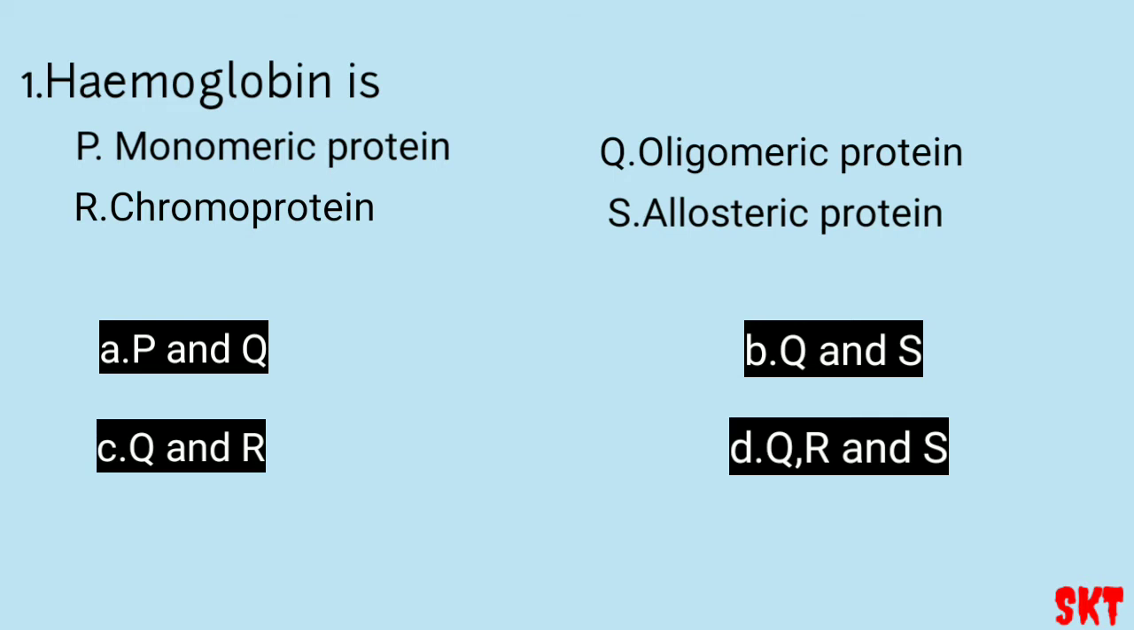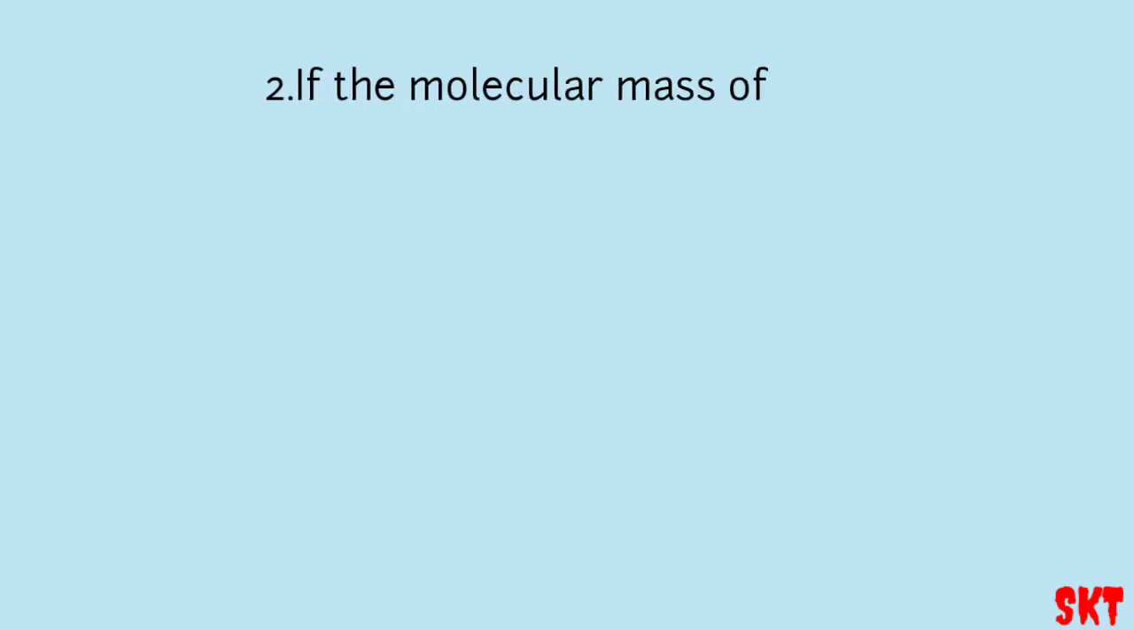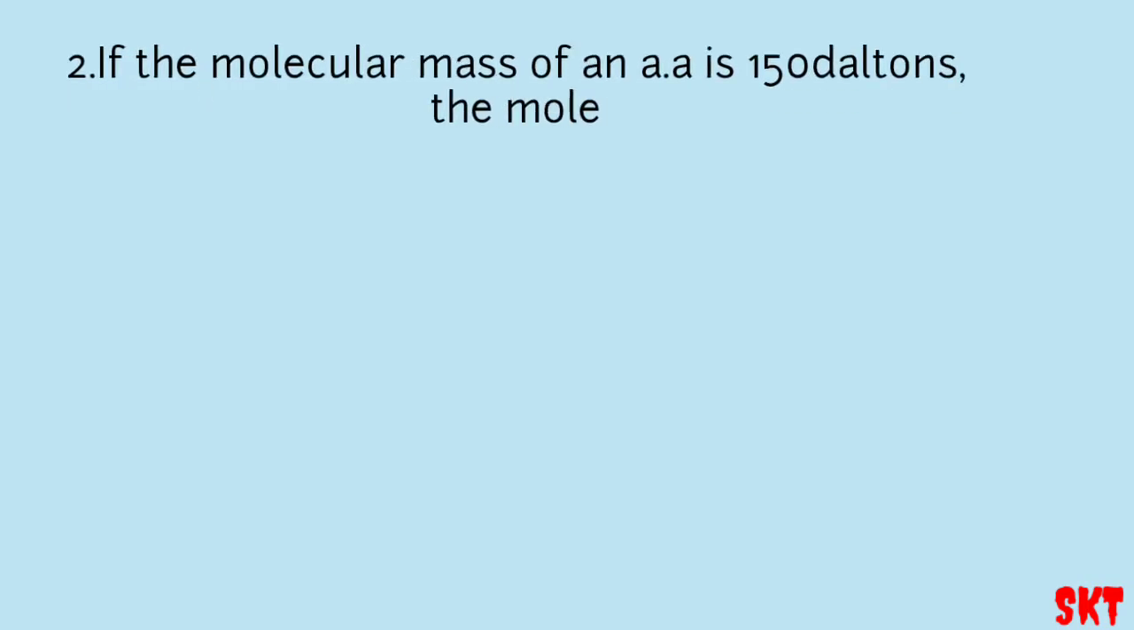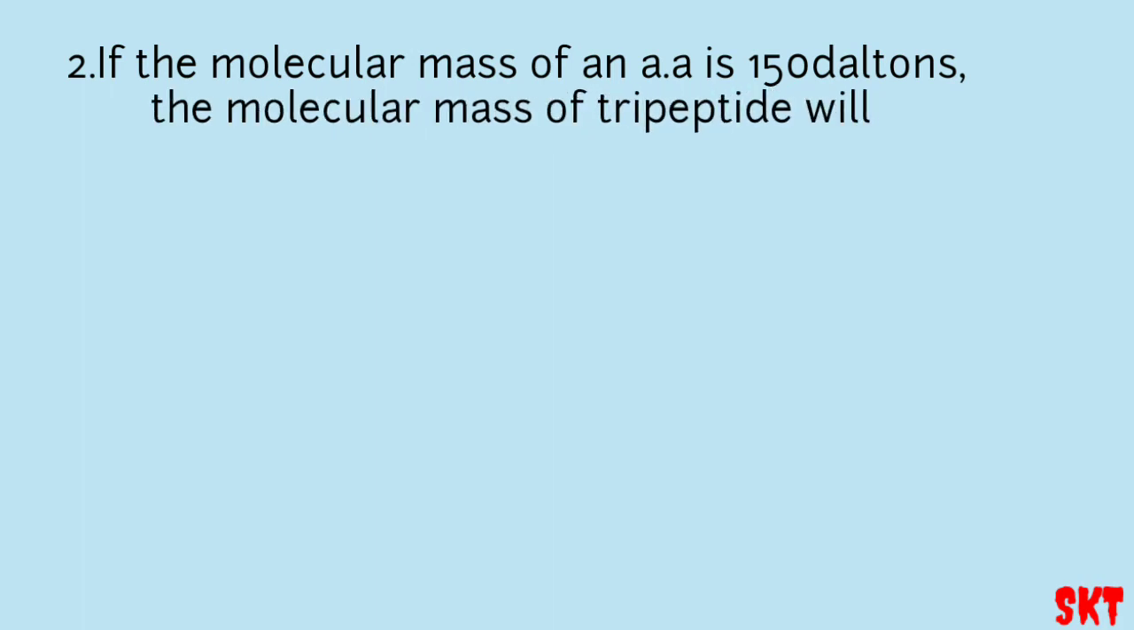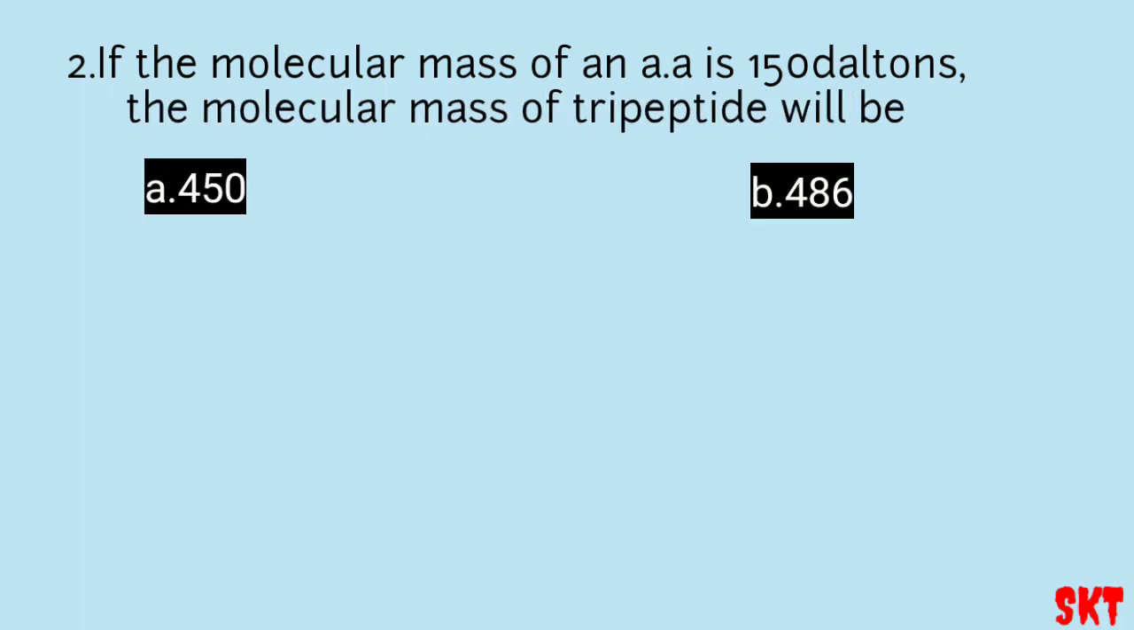So let us move on to the next question. If the molecular mass of an amino acid is 150 daltons, then the molecular mass of a tripeptide will be: option A 450, option B 486, option C 504, and option D 414. So what is a tripeptide? Two peptide bond formations between three amino acids give us a tripeptide. In this given question, the molecular mass of an amino acid is 150 daltons. That means for the formation of a tripeptide we require 3 amino acids and its molecular mass becomes 150 into 3.